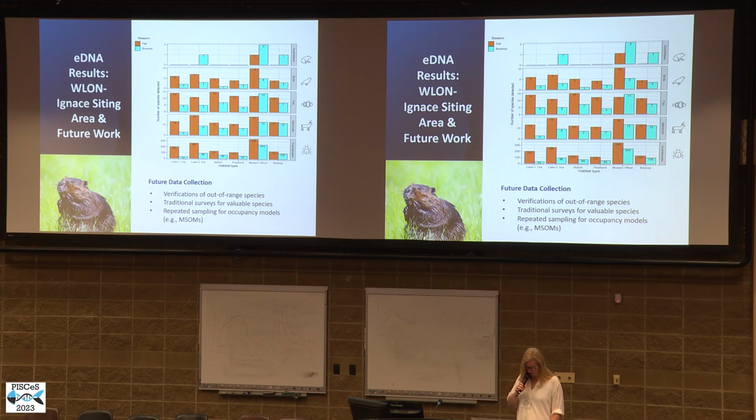Likewise, other experiments are underway to test the effectiveness of primers for amplifying sequences from known species in the area. Future data collection will include conducting traditional surveys for valuable species to support decision-making and impact assessment. We will also be conducting repeated sampling across years and seasons to support multi-species occupancy models with eDNA metabarcoding extensions.